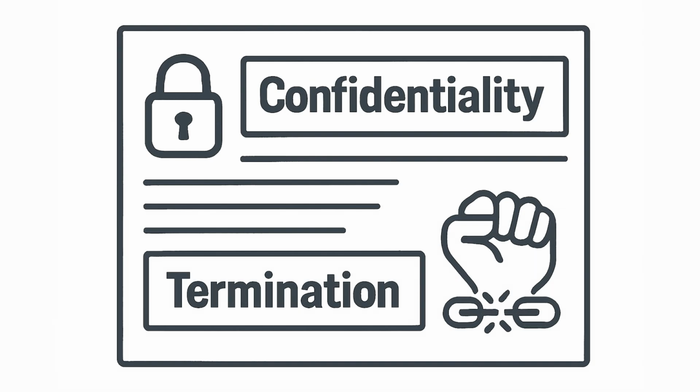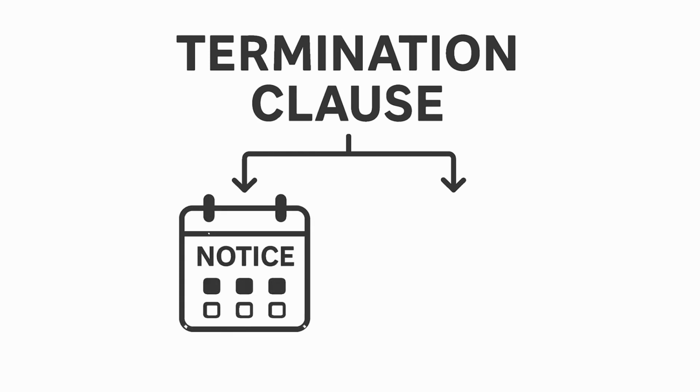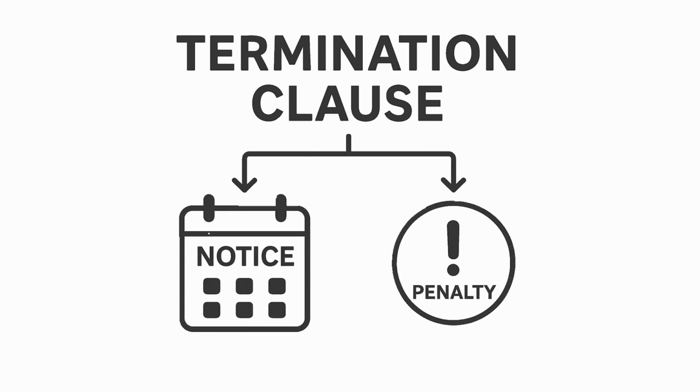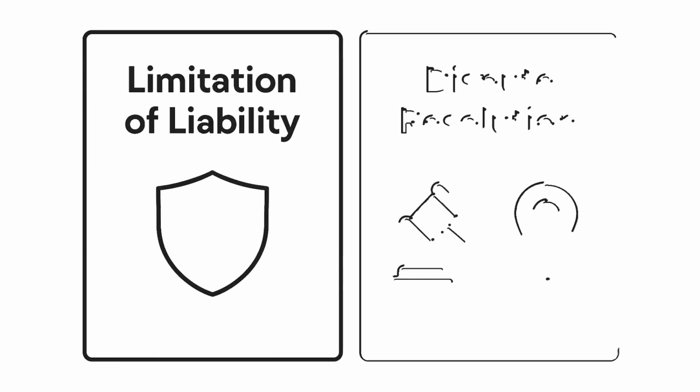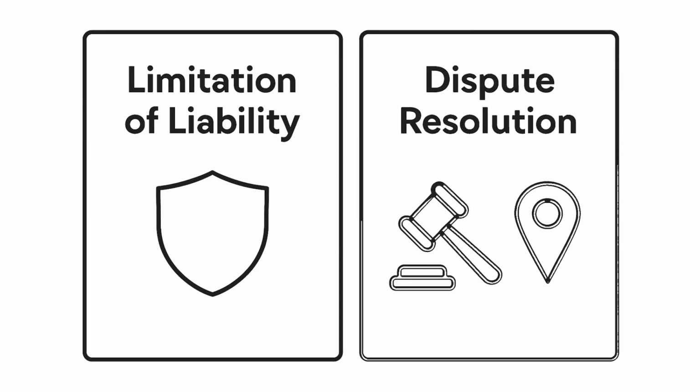Termination clauses explain how the contract can end. Can either side cancel? Do they need to give notice? Are there penalties? This is important to know before you sign. You may also see limitation of liability. This limits how much one side has to pay if something goes wrong.